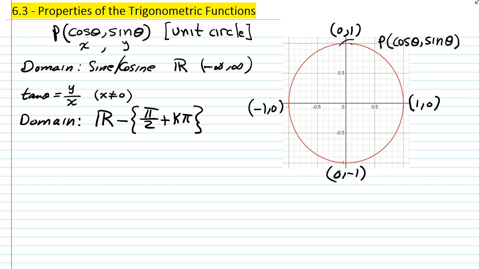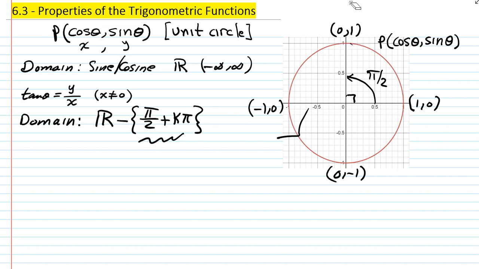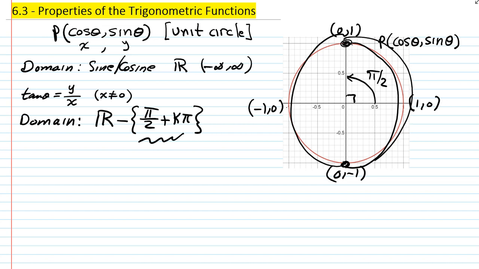Pi over 2 is right here, 90 degrees, right? So with this notation, what I'm saying is that it's going to be undefined at 90 and then every 180 degrees. You see that? Every 180 degrees, whether we go in a clockwise direction, or I can start at pi over 2 and go counterclockwise, as I did before, or clockwise now. So it doesn't matter. The key is that we start at pi over 2. Then we can go in either direction.